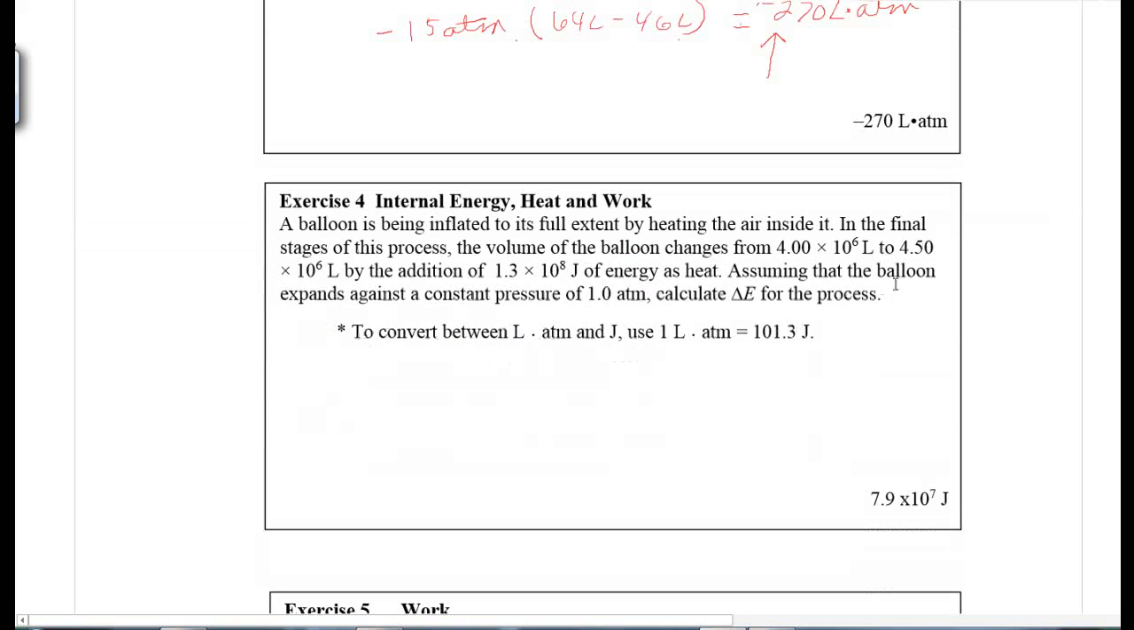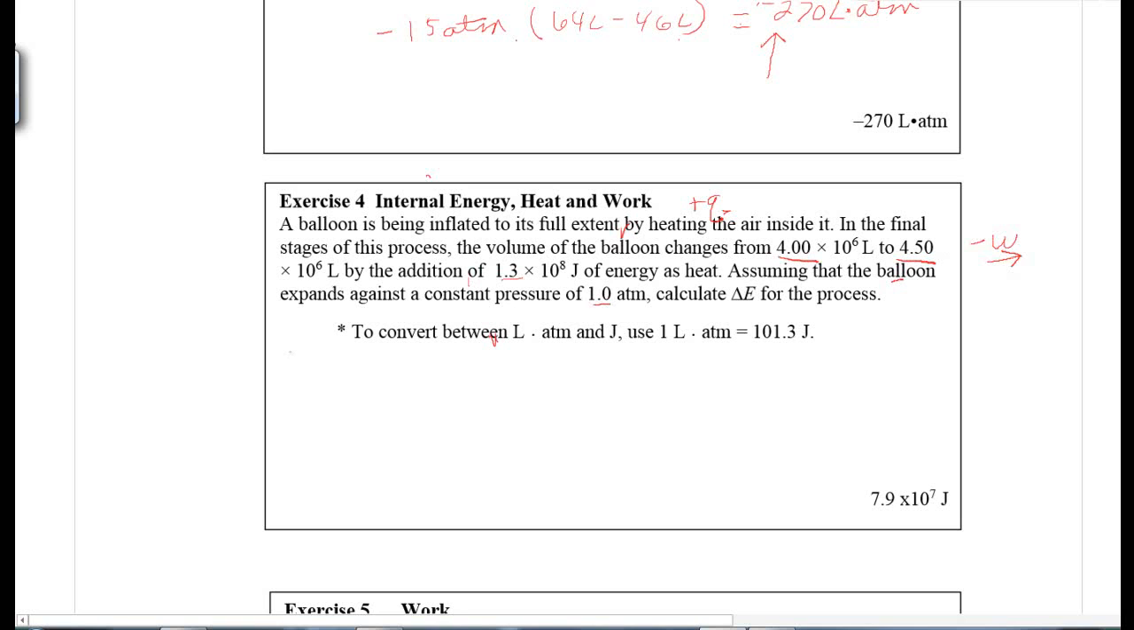Alright, so here's a combination problem. A balloon is being inflated to its full extent by heating the air inside it. If I'm heating the air inside it, let's get really clear, this is plus Q. I'm adding heat. In the final stage of this process, the volume of the balloon changes from 4 times 10 to the minus 6 liters to 4.5 times 10 to the minus 6. So this is expansion work. The balloon is pushing out, so this is going to be minus W. And it tells me how much heat, and it tells me the pressure.